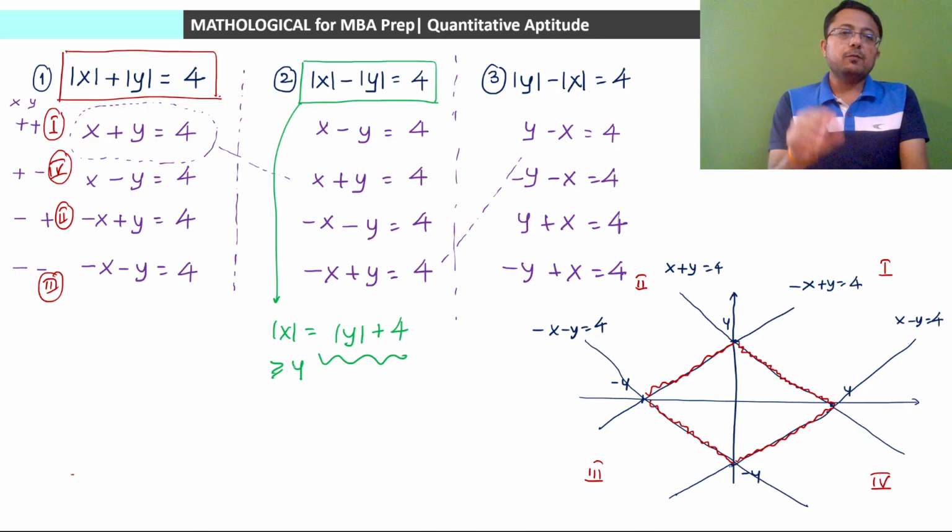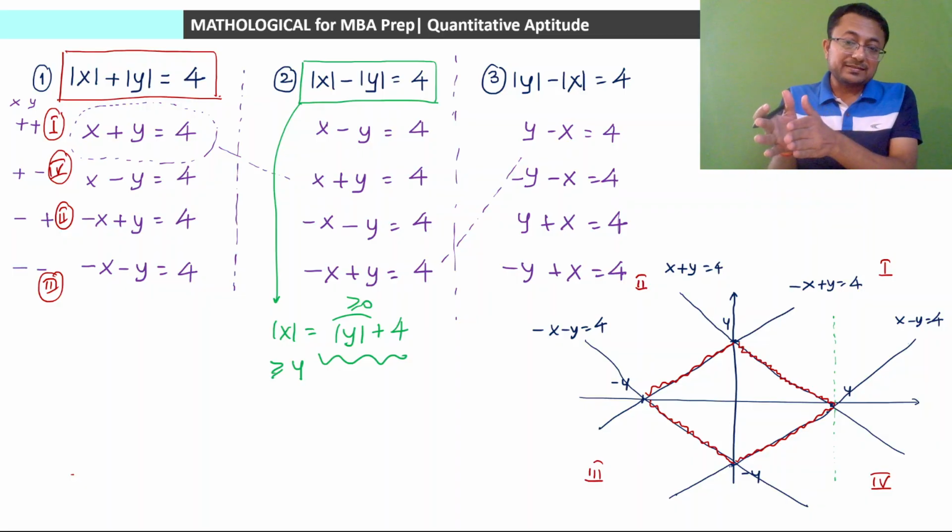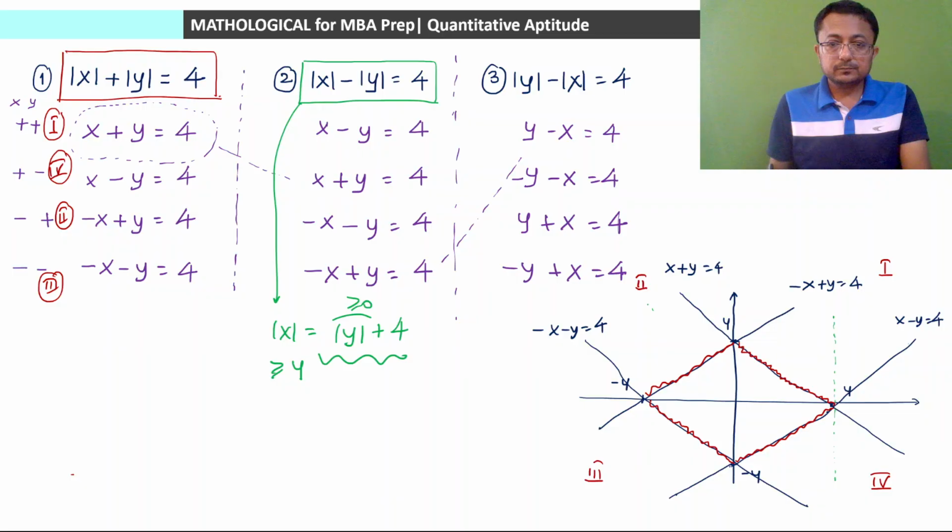That is, the minimum value of mod of x in this case will be 4. Mod of x will be either 4 or larger than 4, and mod of y can take any value greater than or equal to 0. It can also be 4 or larger than 4, but it has to be greater than or equal to 0. It is also possible that mod of y is equal to 5 and mod of x is equal to 9, but definitely the minimum value of mod of x will be 4. So x will be greater than or equal to 4 or less than or equal to minus 4. Isn't it so?